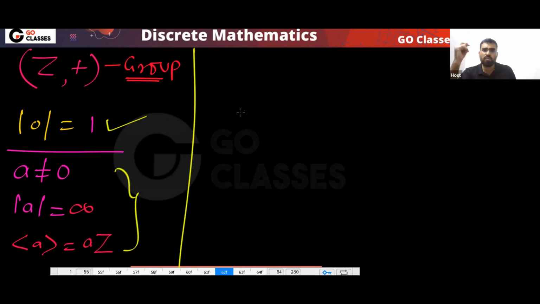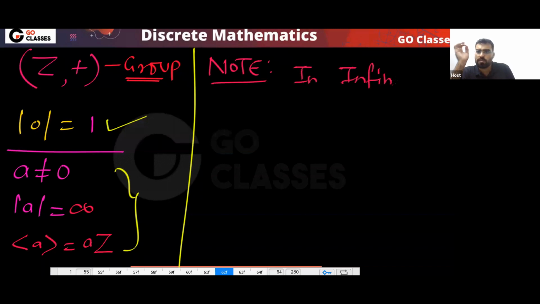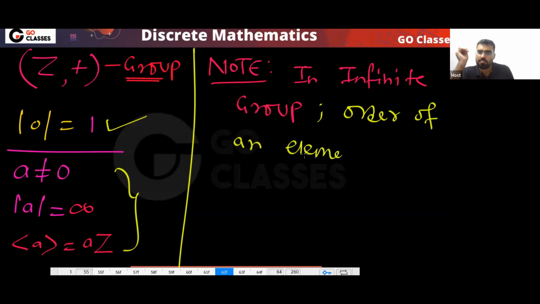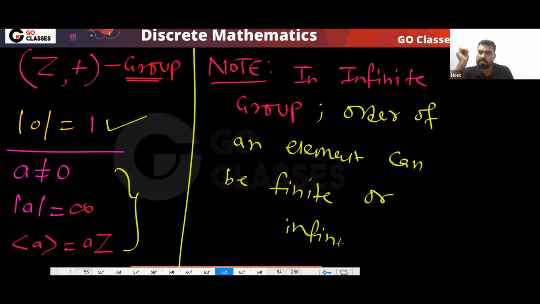But this will not always happen. See, if you have an infinite group, you can take this note: in an infinite group, the order of an element can be finite or infinite.